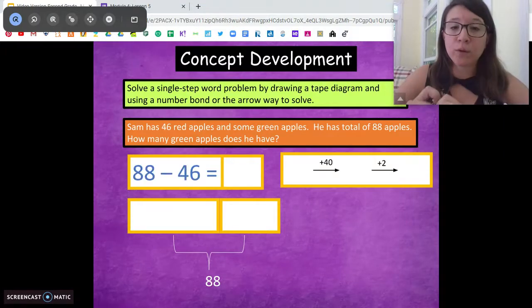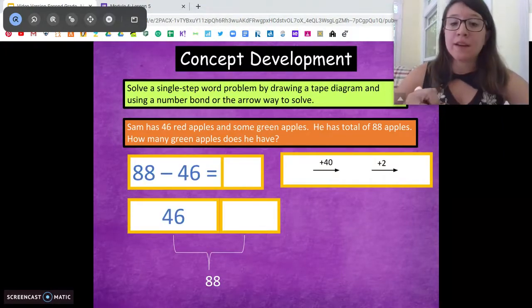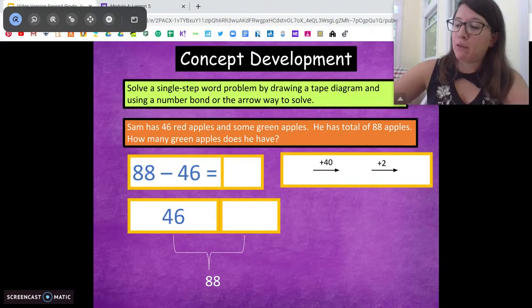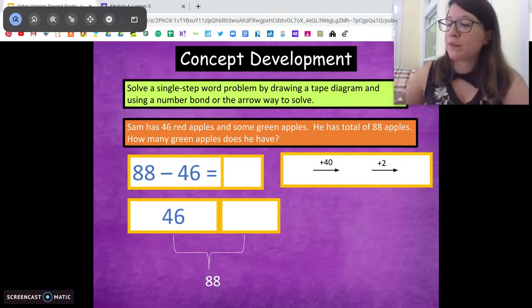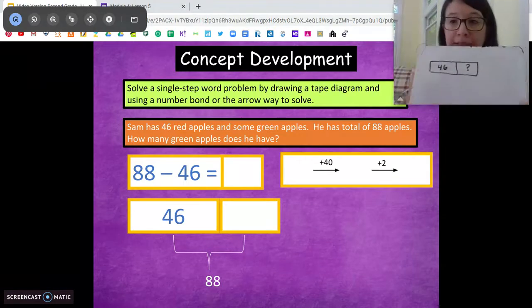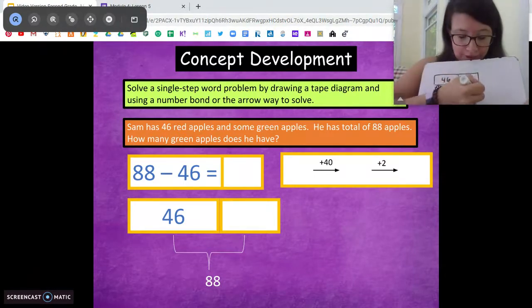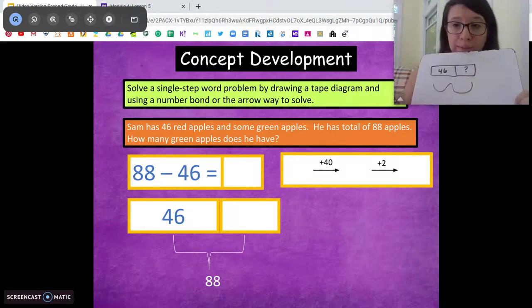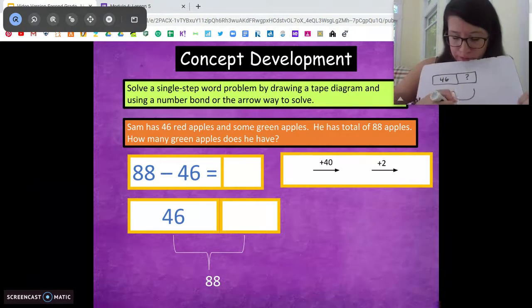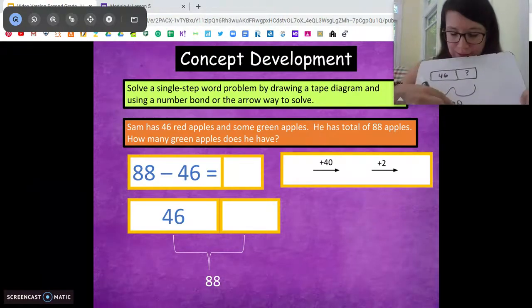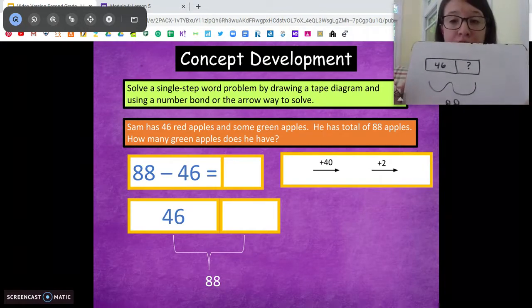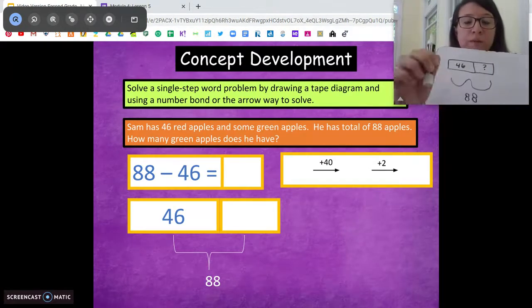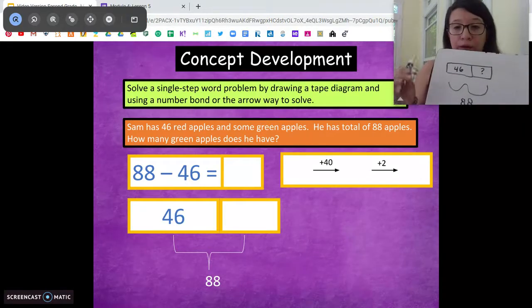We're going to start with the 46 that we know. I'm going to draw it on my board too. We know he has 46. We don't know what that other part is. We know he has 46 red. We don't know how many green, but we do know he has 88 altogether. So to solve this, we can do a number sentence, 88 minus 46.